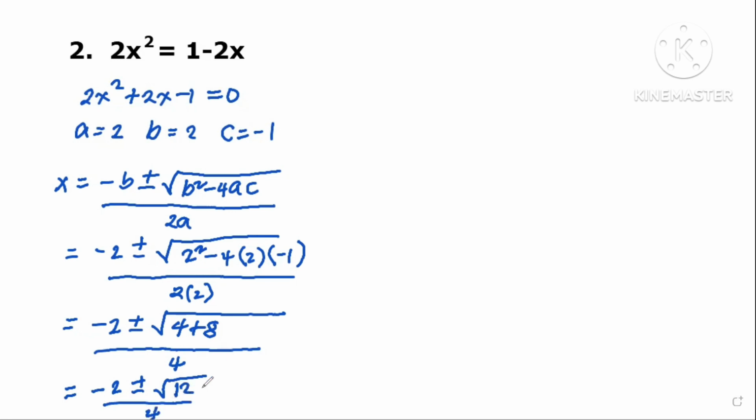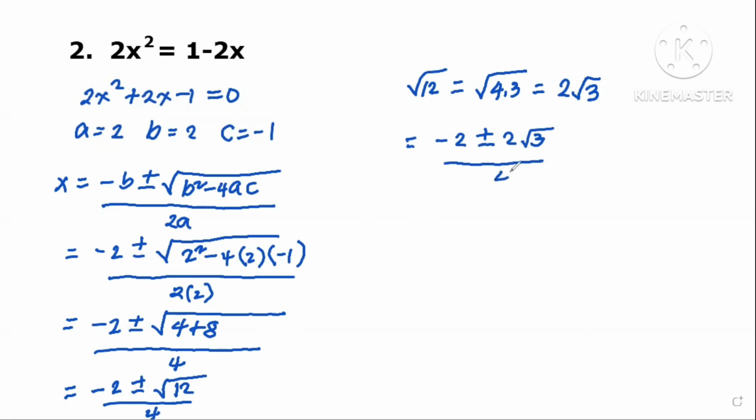Now, notice that we can simplify square root of 12. What is the square root of 12 in simplest form? We can rewrite 12 as 4 times 3. And 4 is a perfect square. So, the square root of 4, which is 2, comes out. So, it becomes 2 square root of 3. So, that's how you simplify. Let us substitute 2 square root of 3 for square root of 12. We have negative 2 plus minus 2 square root of 3, in place of our square root of 12, over 4.